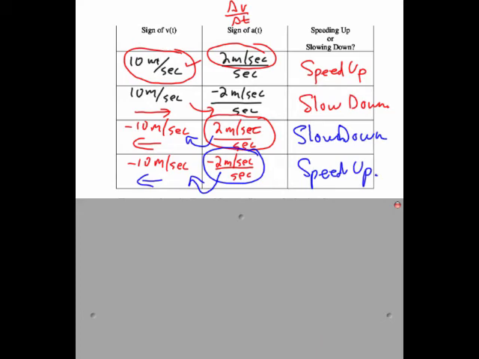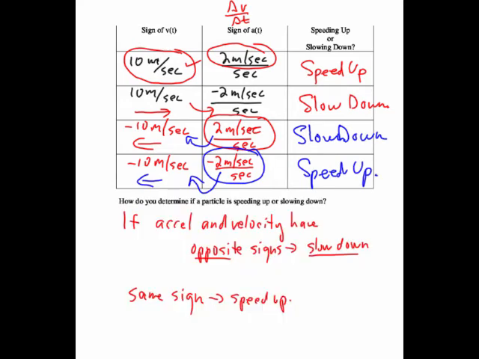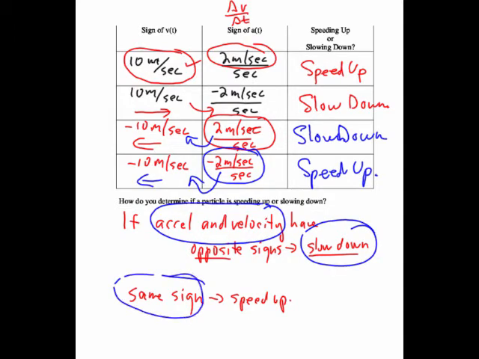Alright, so the point I want you to notice is that if acceleration and velocity have opposite signs, we're slowing down. If acceleration and velocity have the same sign, we're speeding up.